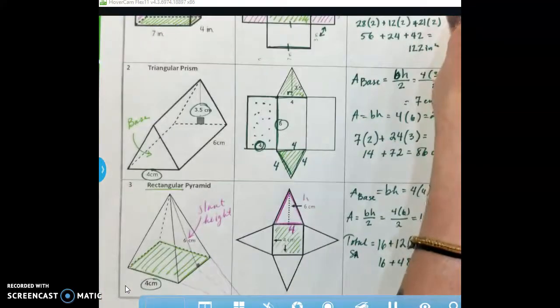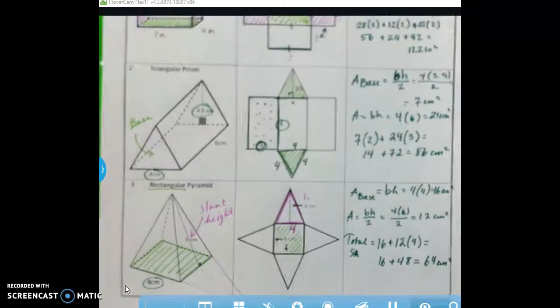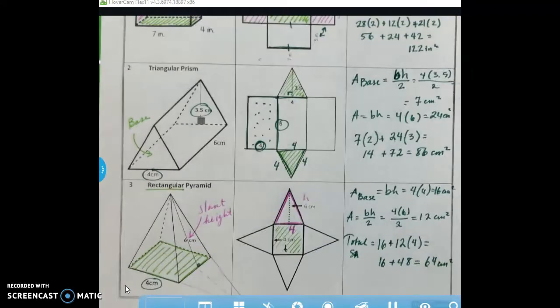Please have these notes ready, and we're going to work on these 3-dimensional shapes and work on surface area. Make sure that your notes are readily available, and make sure you guys are asking questions.